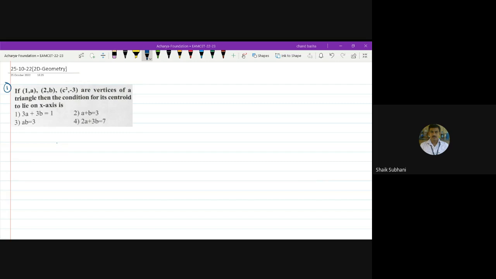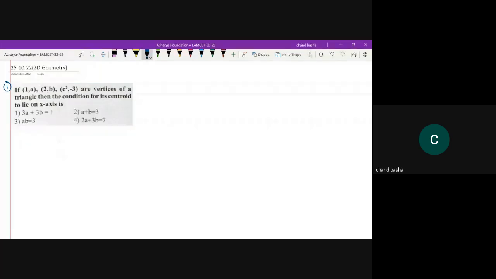Sir, for this question, we should find the centroid first by using the formula x1 plus x2 plus x3 by 3, y1 plus y2 plus y3 by 3. Very good. Then we should apply the condition of the x-axis, which is a comma 0. The y coordinate should be 0. Absolutely. Harshita, is it correct? Yeah. Harshita also goes with the same approach. Your approach is absolutely correct.